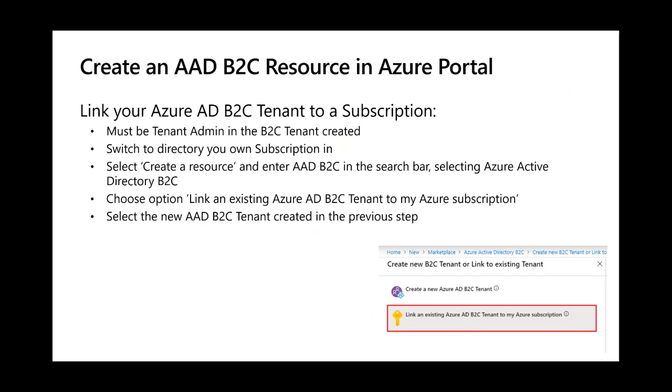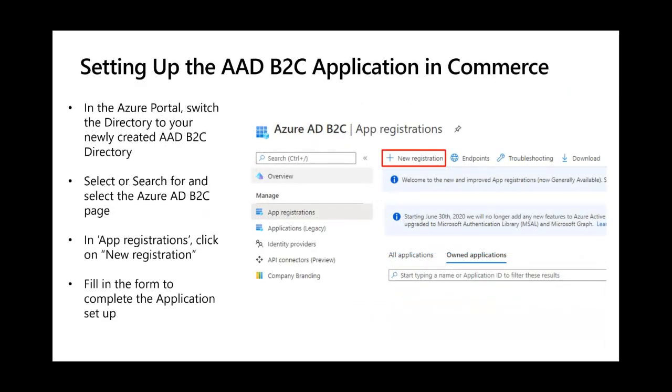So now let's create the application within the B2C tenant. Here you'd make sure you change your directory so that you're in the newly created AAD B2C tenant. Now search for Azure AD B2C page to bring up the full blade for AAD B2C. And you'll see in the menu items the section App Registrations. Here, click on that App Registrations and select New Registration.